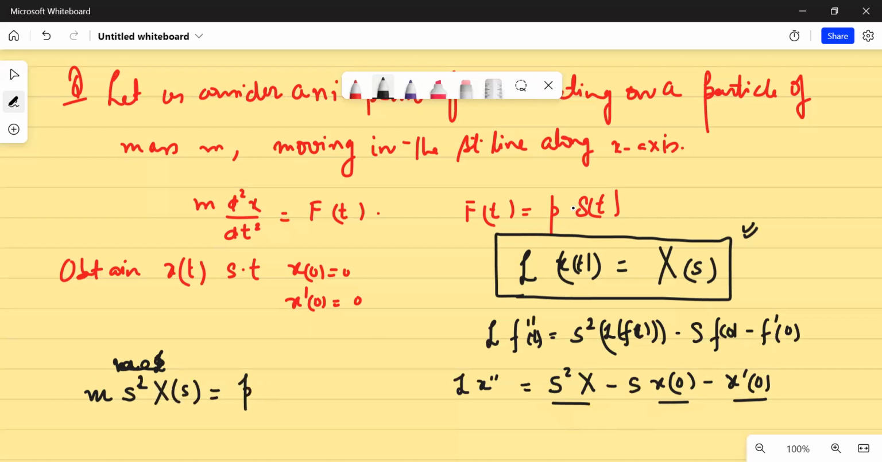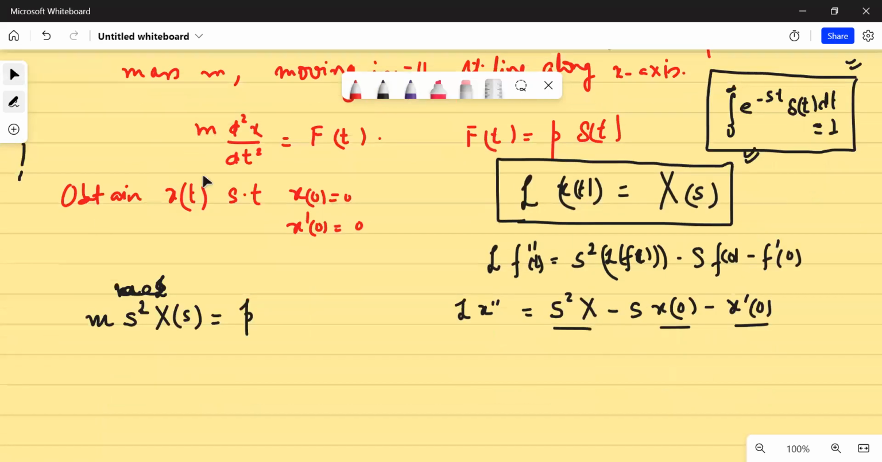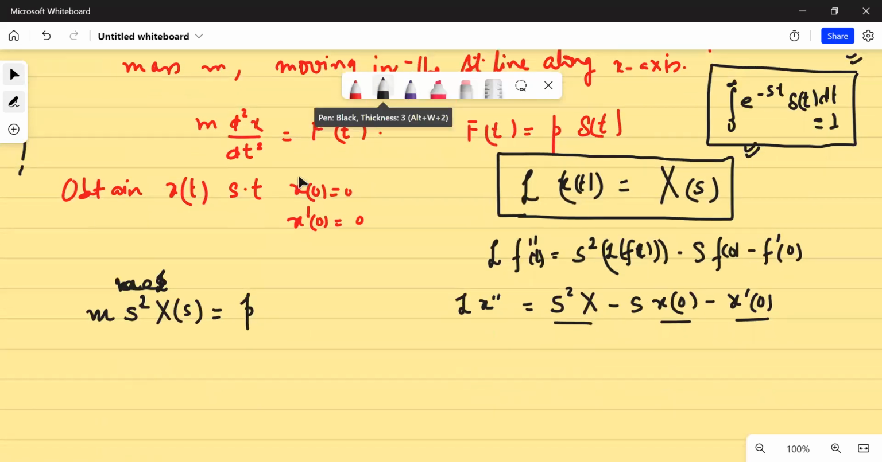And yesterday I told you the Laplace transform of the Dirac delta function is simply 1 if it is stationed at 0. So this is 1 only, by the filtering property of the Dirac delta function. This is something that I know. So my X as a function of s I know, and that is equal to p upon m s squared.